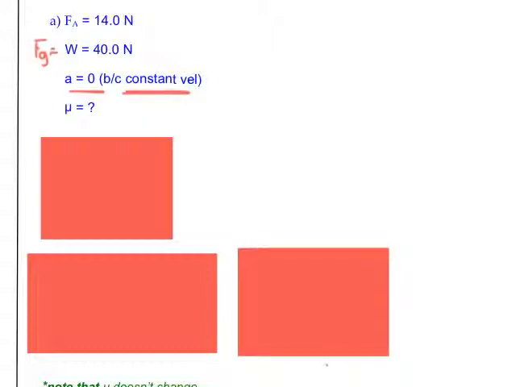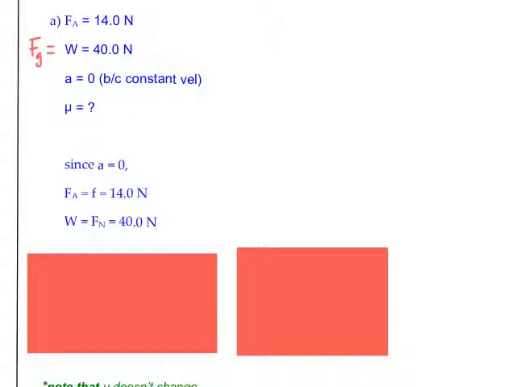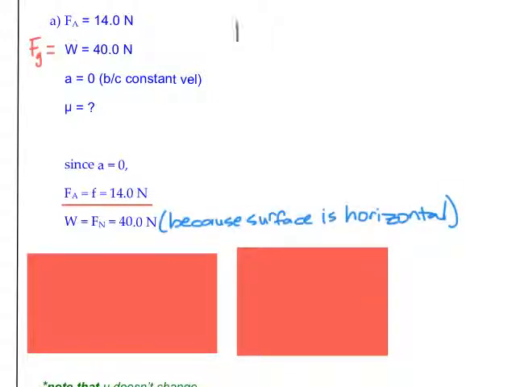So a couple of things that I want you to take note of would be, because we have 0 acceleration, this allows me to plug in the same number for the applied force and the frictional force. And then also, because we're on a horizontal surface, the weight and the normal force are the same as well. So if I start out with my coefficient of friction formula, that would be the frictional force is equal to the coefficient times the normal force.